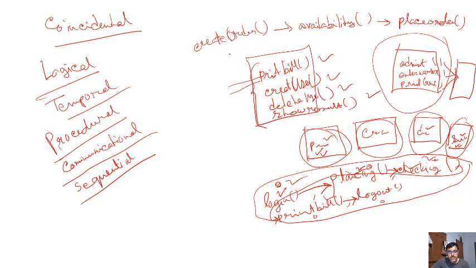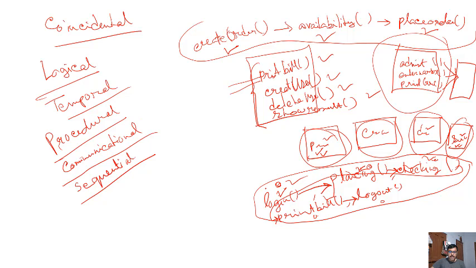So if a user creates an order, then the availability function will check whether this item is available in our stock or not. If it is available, then it will place the order. If it is not, then we will call place order, and place order says that this item is not present. So this is called sequential cohesion.